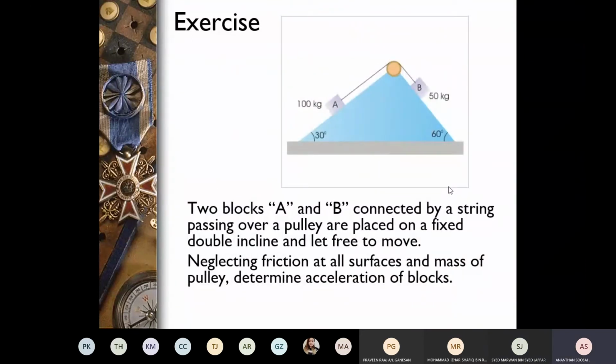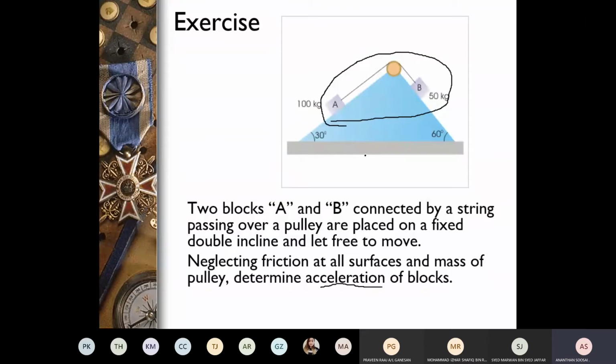Okay, now the most complex one. So how do you do this? Neglecting friction at all surfaces and the mass of the pulley, determine the acceleration of the block. Here they want just the acceleration of the block. Because they want only acceleration, do you need to split them? No, just combine, because we don't want the tension to be involved. So we don't need to split them, we just combine them as one system.